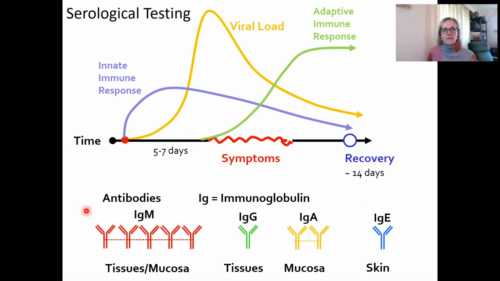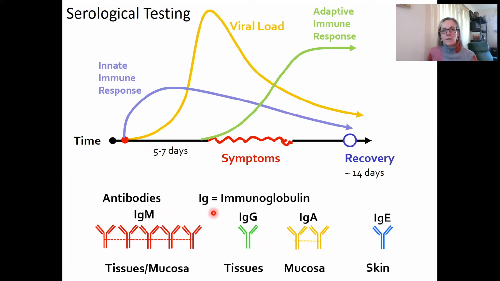And if you remember, we have different kinds of antibodies of different classes: IgM, IgG, IgA, and IgE. IgA is really important because it's in your mucosal surfaces. So you have IgA in your nasal passages. But for serological testing, we usually are testing the blood. And so that means you're looking for IgM or IgG, and actually most of them measure IgG.